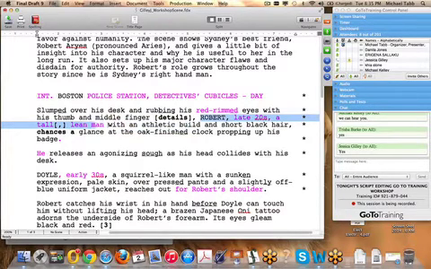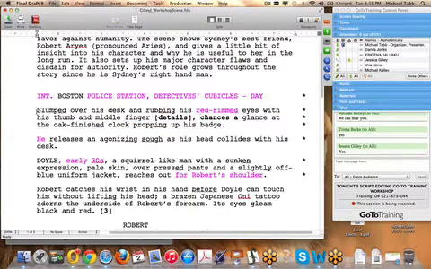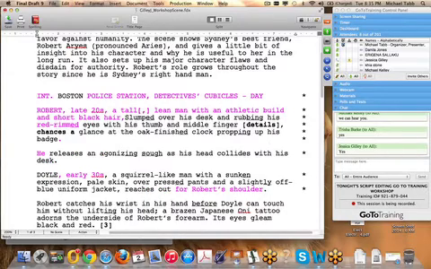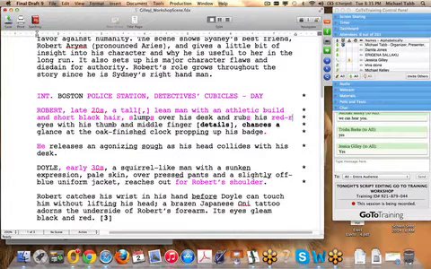Robert, a tall, lean man with athletic build, short black hair. Okay. To make this active, you'll put that first. And then you can put slumps over his desk and rubs his red rim, his red.